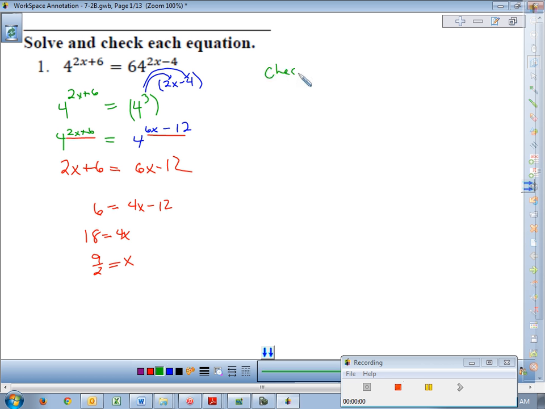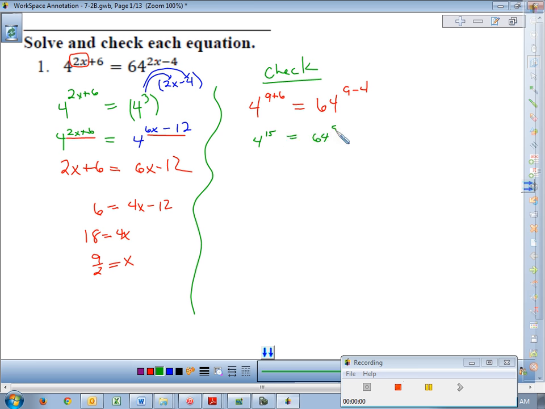So let's check. Let's put 9/2 in for x into the original equation. The beauty of that 9/2 is when you take 9/2 times 2 right there, what does the times 2 and the divide by 2 do to each other? So you really have 9 plus 6 right there. That will equal 64 to the 9 minus 4, right, because the times 2 and the divide by 2 cancel each other out. What's 9 plus 6? 4 to the 15th.